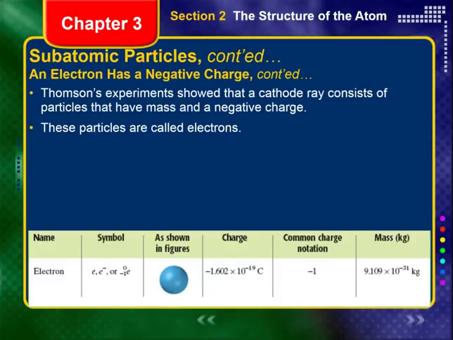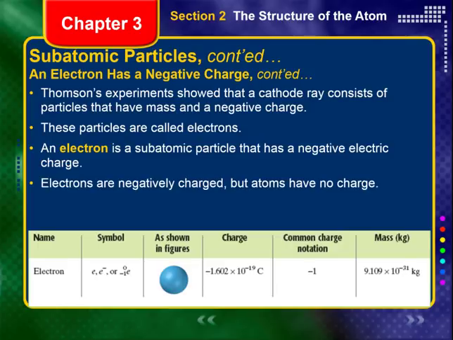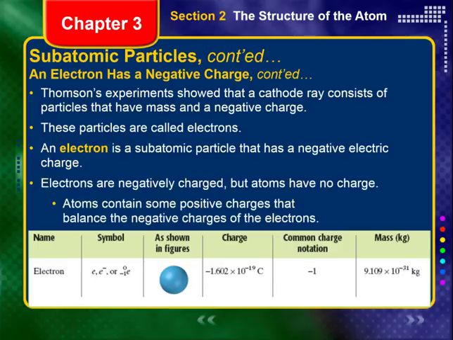Thomson's experiment showed that a cathode ray consists of particles that have mass and a negative charge. These particles were later called electrons. An electron is a subatomic particle that has a negative electric charge. Electrons are negatively charged, but the atom itself overall has no charge. It's neutral. And so atoms must contain some positive charge to balance out the negative charge of the electron. And so further experimentation was required.